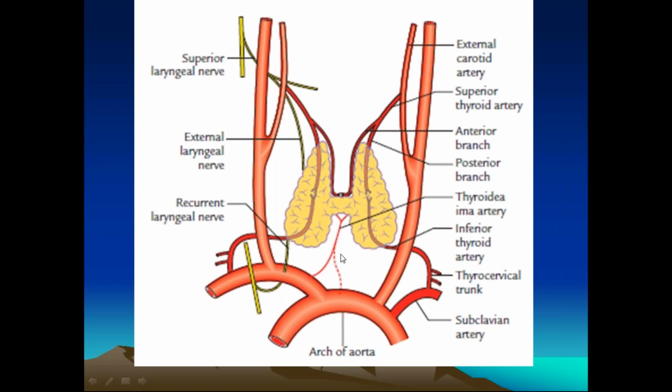And below the isthmus you can see the thyroidea ima artery, which is a branch of the brachiocephalic trunk. You can see the brachiocephalic trunk in the midline. So there are two structures you can see in the midline below the isthmus: one is the thyroidea ima artery and the other is the brachiocephalic trunk.